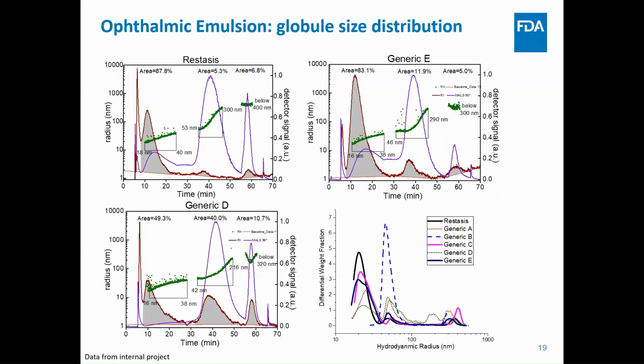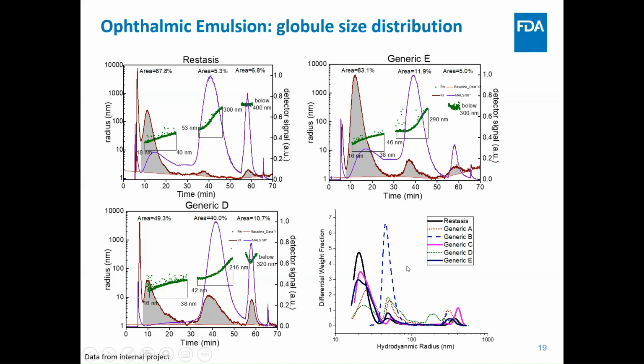So we can actually use this technique to study generic products and compare them with the RLD. As you can see here, we analyzed several different ophthalmic products. Apparently there are differences in the amount of small versus big oil globules. This online size detector will give us size information, and the concentration detector will tell us how much sample is in each fraction. By combining the information from these two detectors, we get a particle size distribution, like the figure in the right bottom.